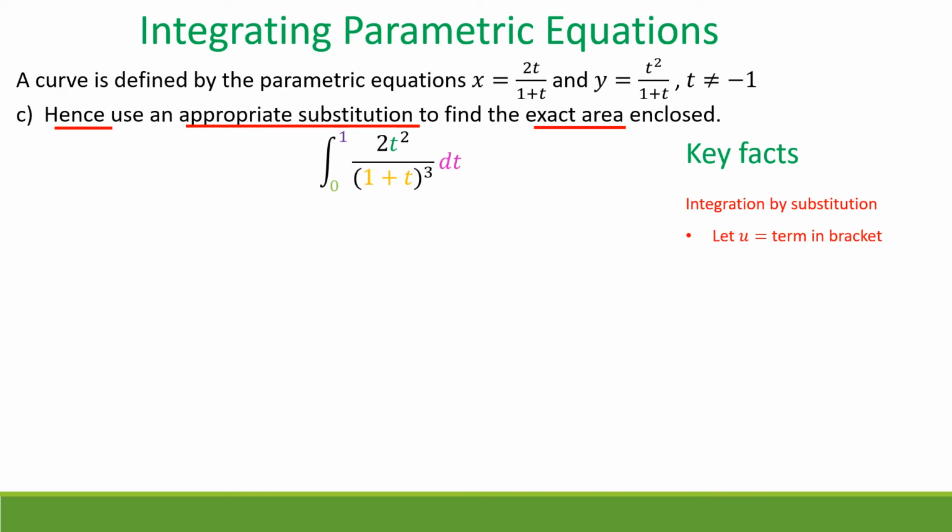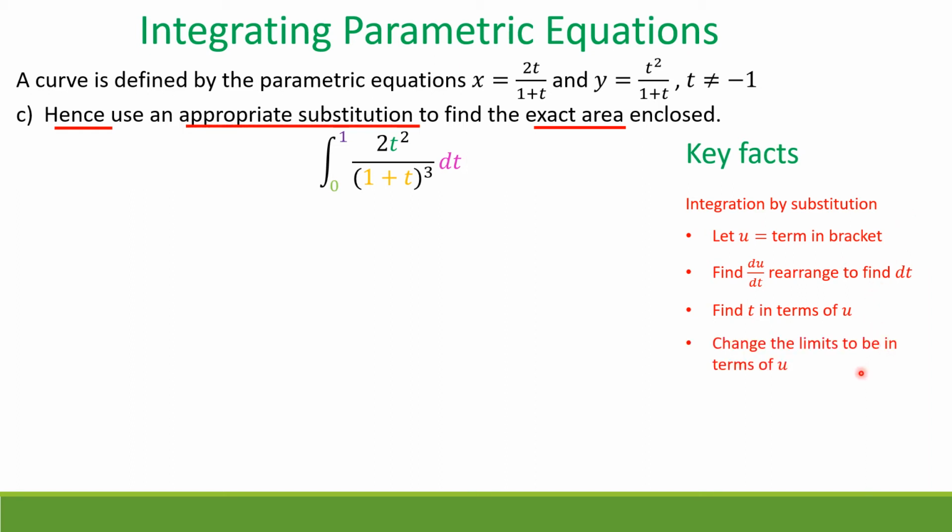Generally in the exam at A level, you are told what the substitution is. In this question here, we are not told the substitution. So the substitution you're going to choose is what is in the brackets. So in this case here, u will equal 1 plus t. From here, you then need to differentiate this function to find the value du by dt, and you need to rearrange it to find dt. Once you've done that, you need to take your u expression and rearrange that to find t.